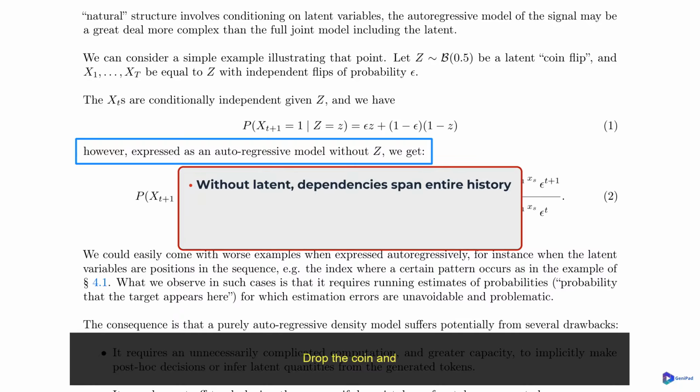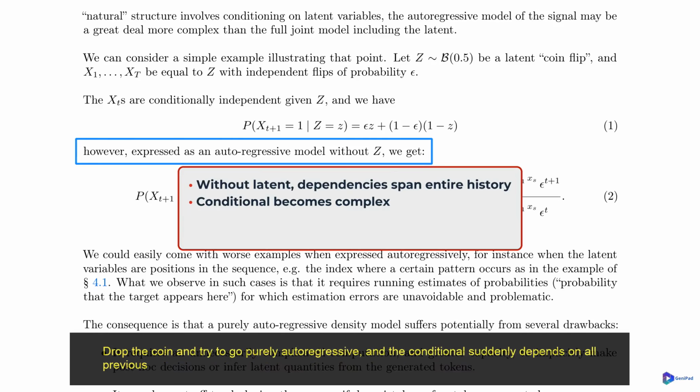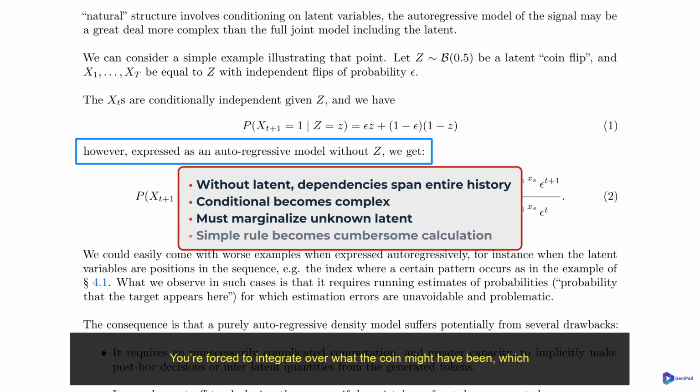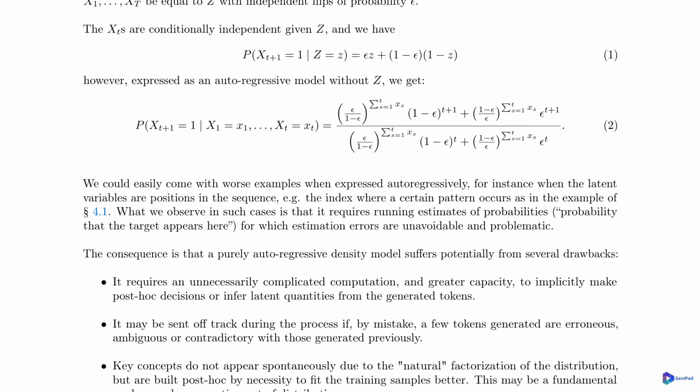Drop the coin and try to go purely autoregressive, and the conditional suddenly depends on all previous bits in a complicated way. You're forced to integrate over what the coin might have been, which turns a simple rule into a cumbersome history-dependent calculation.